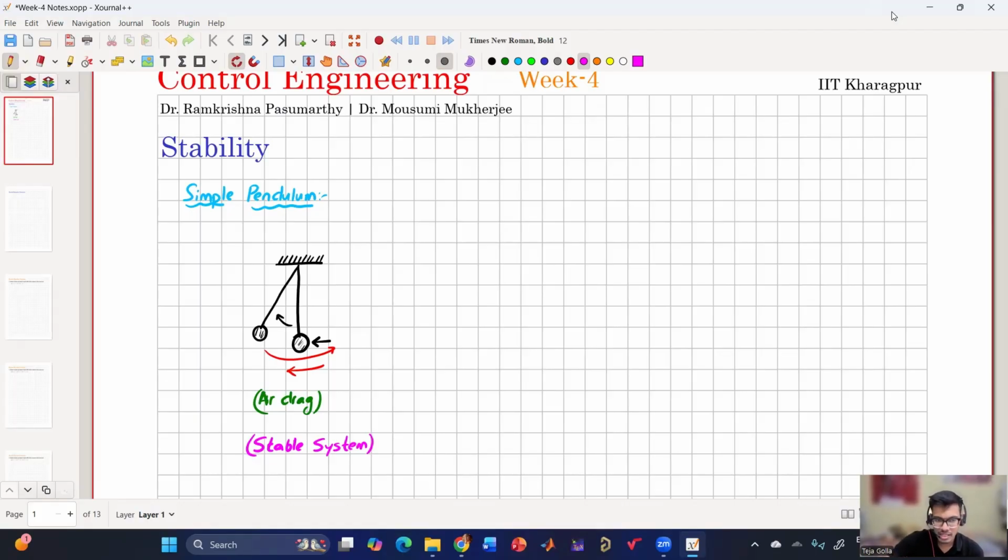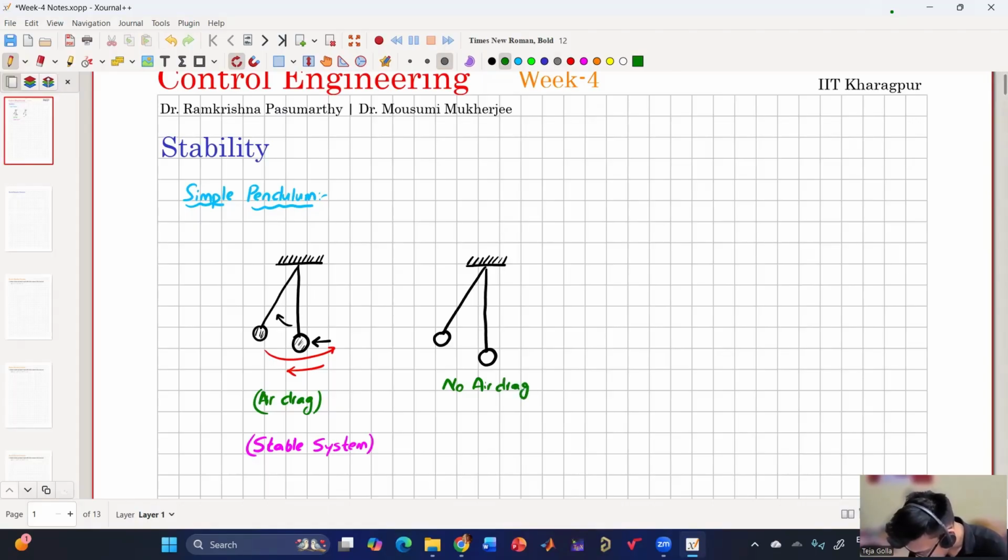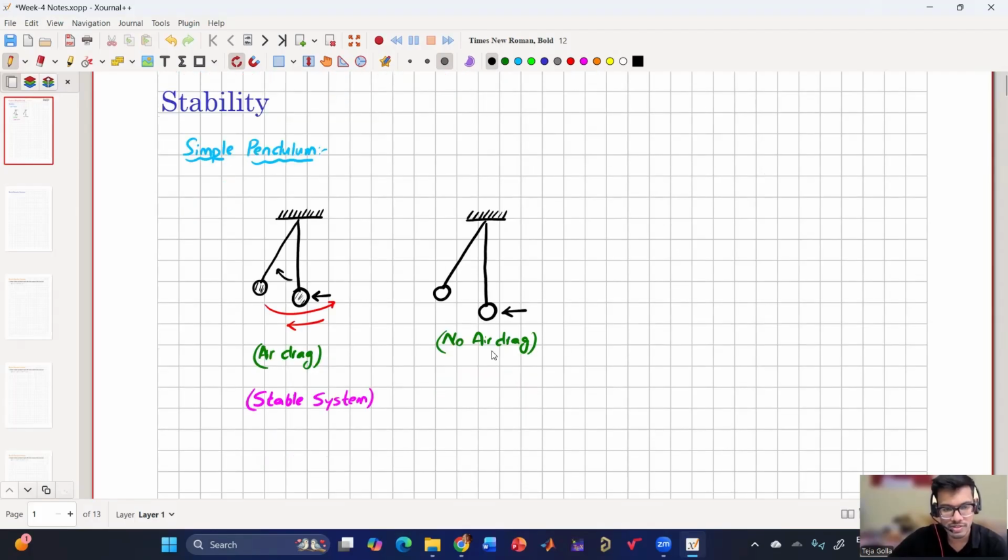Now I am considering another example, the same simple pendulum, but I will not consider the air drag. Say there is no air drag, which means there is no friction. If I give any perturbation, any force, it will keep on oscillating. It will not come back to its original position. It will keep on oscillating.